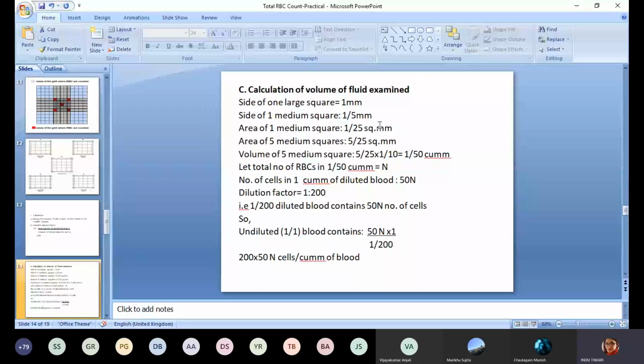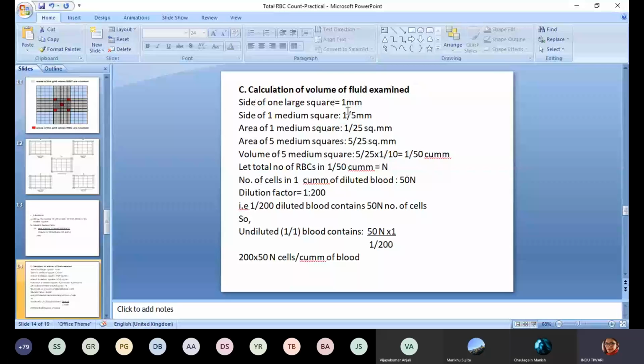So if the length of one medium square is 1/5, then you know the area. What is the area? It is 1/25, isn't it? Area is L squared. So the total area of one medium square would be 1/25 square millimeter. You know how to calculate area. So how many squares have you counted? You have counted 5 squares. So the area of 5 squares would be 5/25, that is 1/5 square millimeter. Yes or no?